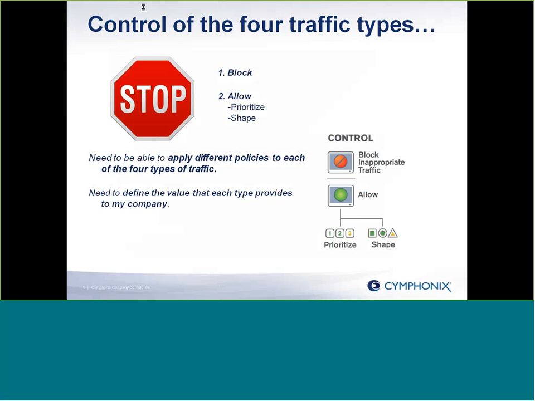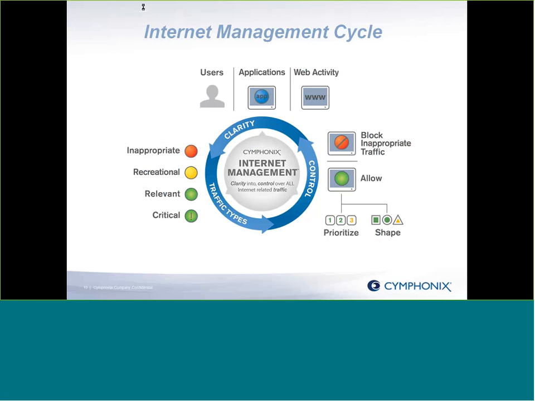And you can prioritize the critical and relevant traffic to be a higher priority so that they always have more bandwidth available to them. And we kind of view it as a simple graphic that if everything that we do is boiled down to one image, it's this right here, this internet management cycle, because we really believe it is a cycle. It basically starts with your clarity from your users, applications, and web activity, and then it goes into the 4 traffic types, which we just talked about, and then you basically fine-tune and control how you want to block, allow, and prioritize and shape the different 4 traffic types. And you're always going to, as I mentioned, fine-tune and continually improve upon your current model.